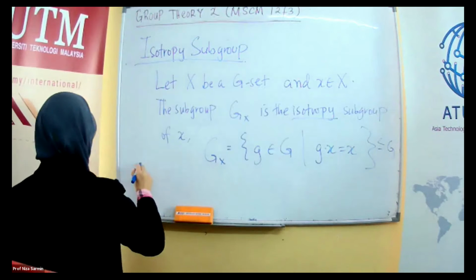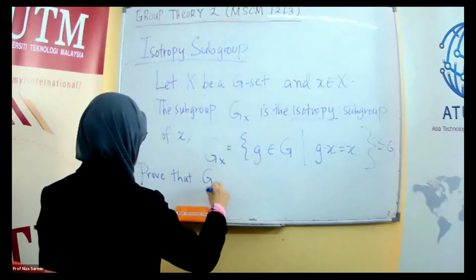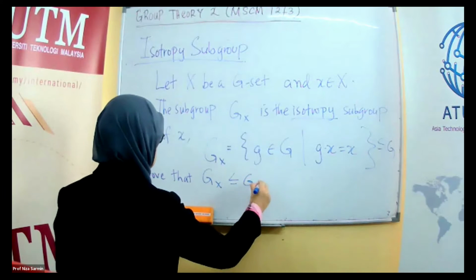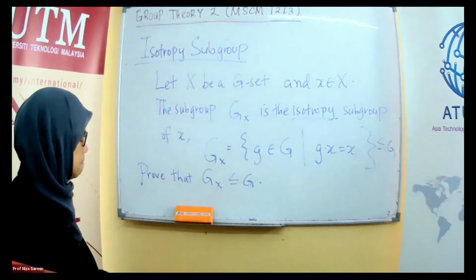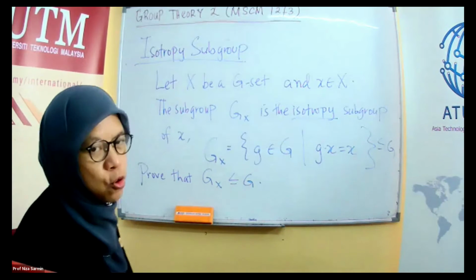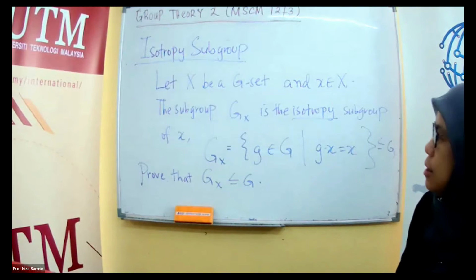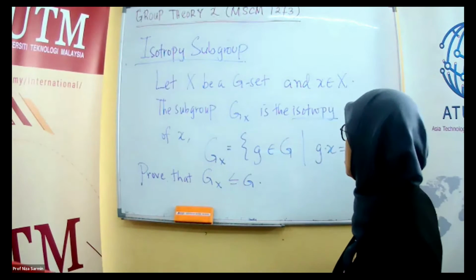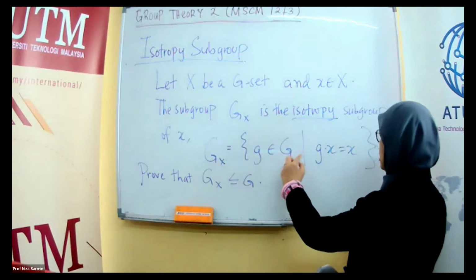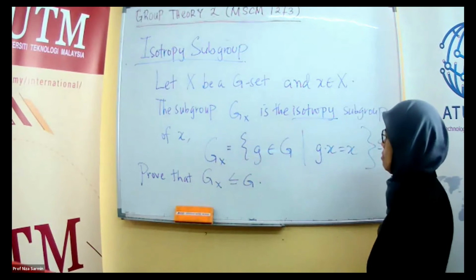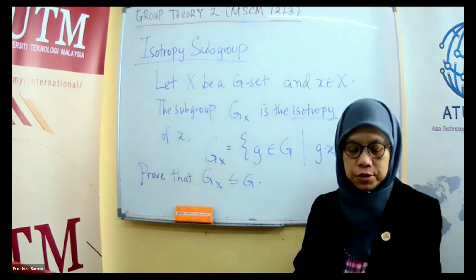Okay. Prove that Gx is a subgroup of G. I give you 2 minutes. Okay, try to prove that the isotropy subgroup, this side is a subgroup. You have to prove 3 things, right?